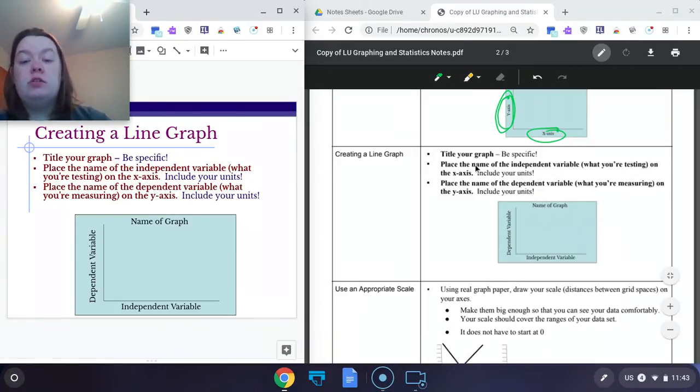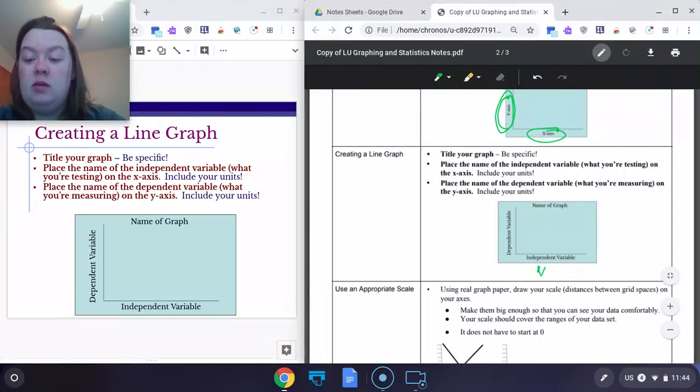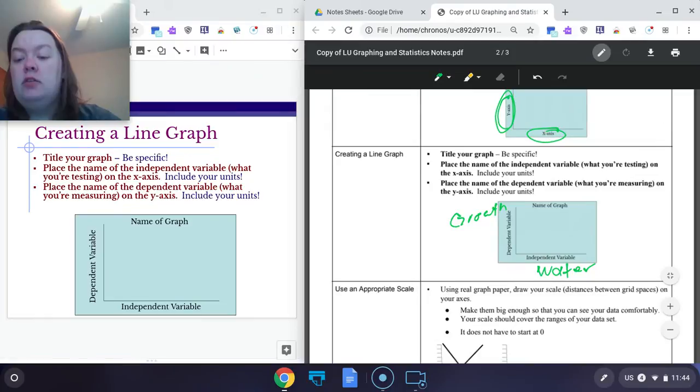The next thing that you want to do after you have your title is actually label your independent variable. So it could be, maybe I'm doing water and growth of my plant. I'm labeling it. So water, I'm going to measure in milliliters. I want to be as specific as possible. And growth, I'm going to measure in centimeters, let's say. So you want to be sure you always include your units on both your independent and dependent variables that you're going to put on your graph.